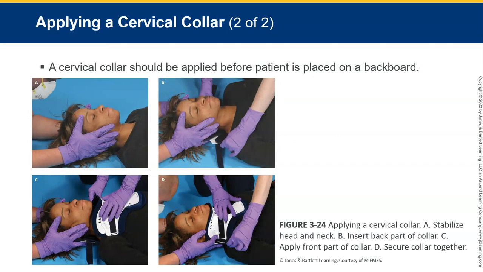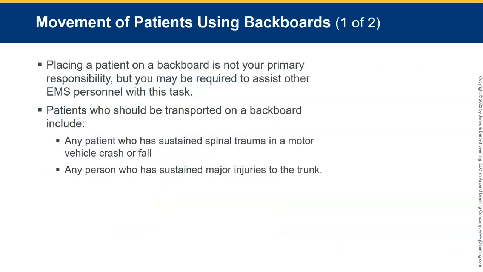We'll go over this in lab as well, but you can see here, they have manual stabilization, and then you're applying underneath the neck, going around the back at the same time, and then bringing it around and securing it. So the cervical collar should be applied before the patient is placed on the backboard, in the grand scheme of how all of this works.